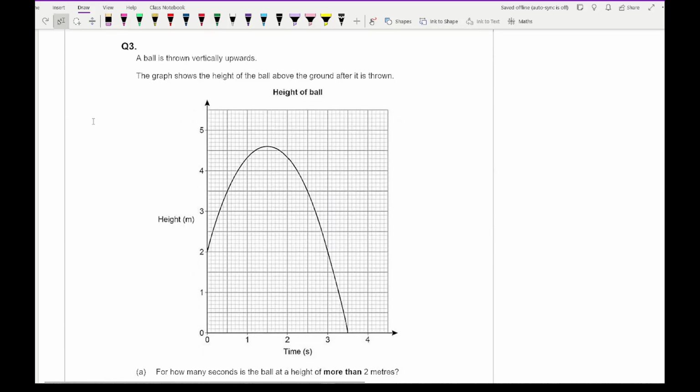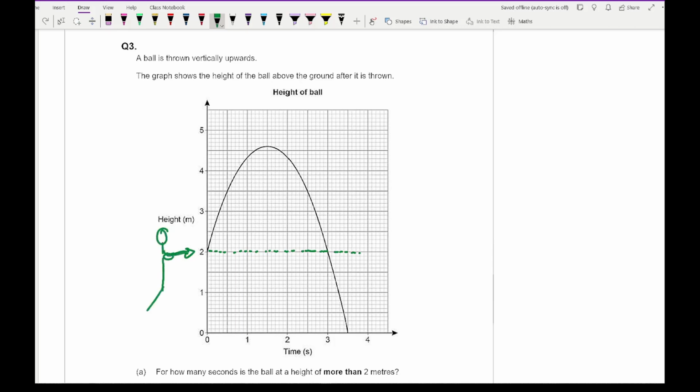Moving on to question 3, it says that a ball is thrown vertically upwards. The graph shows the height of the ball above the ground after it is thrown. And the question says, for how many seconds is the ball at a height of more than 2 meters? So looking at the height, if I just draw this here, it's been thrown up in the air and then it has fallen further below from where it was thrown. So you could imagine, for example, here is where the hand is.